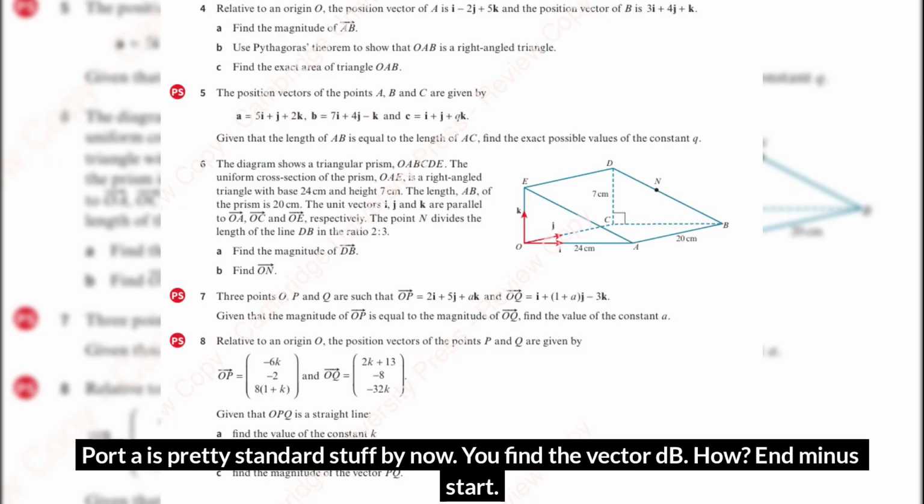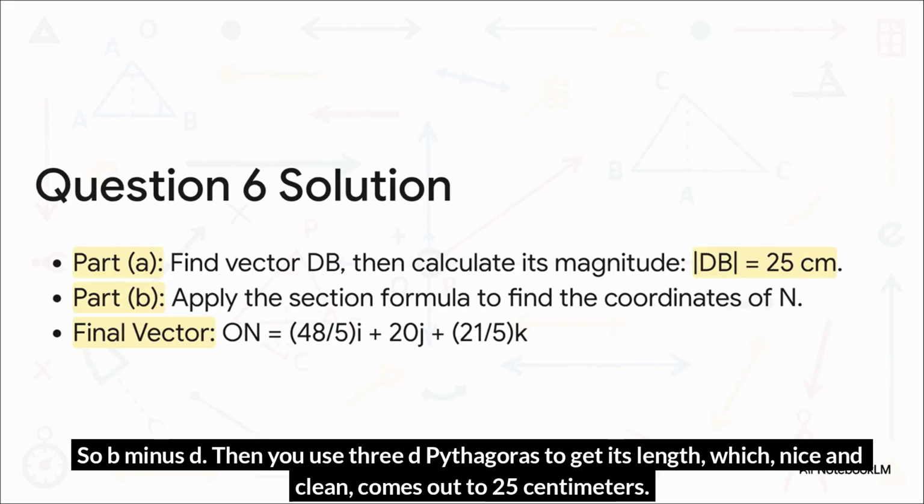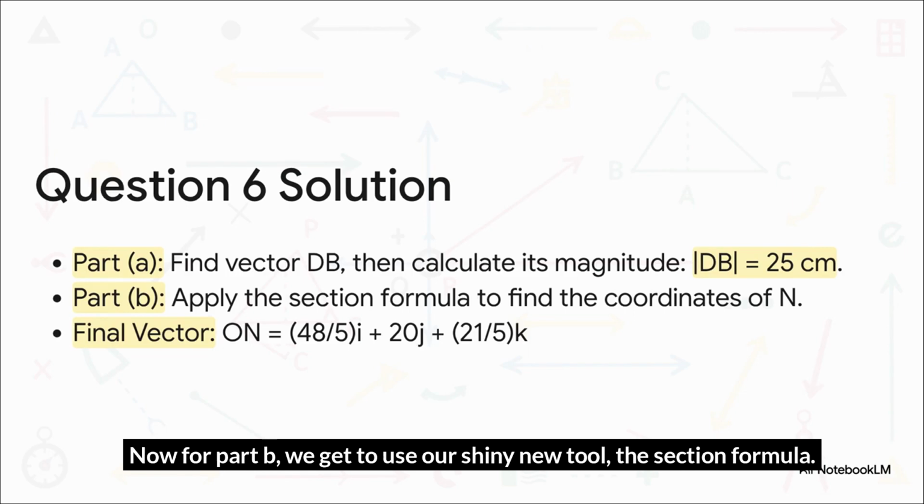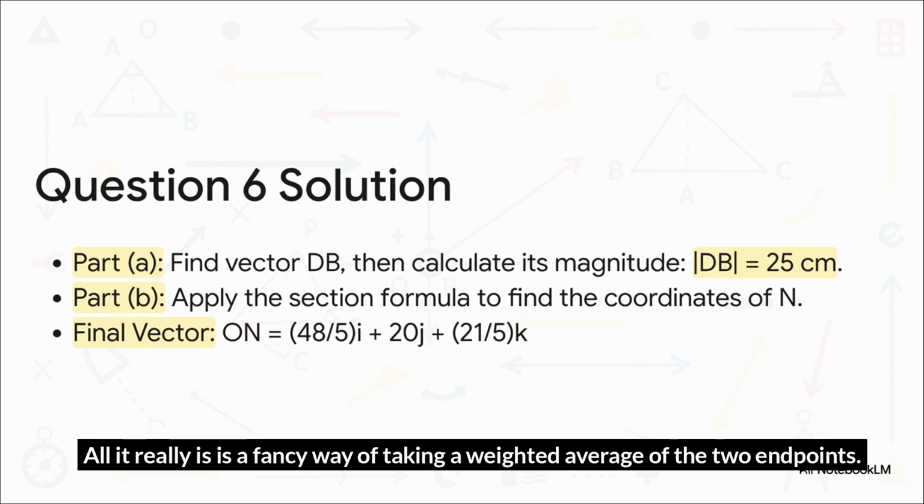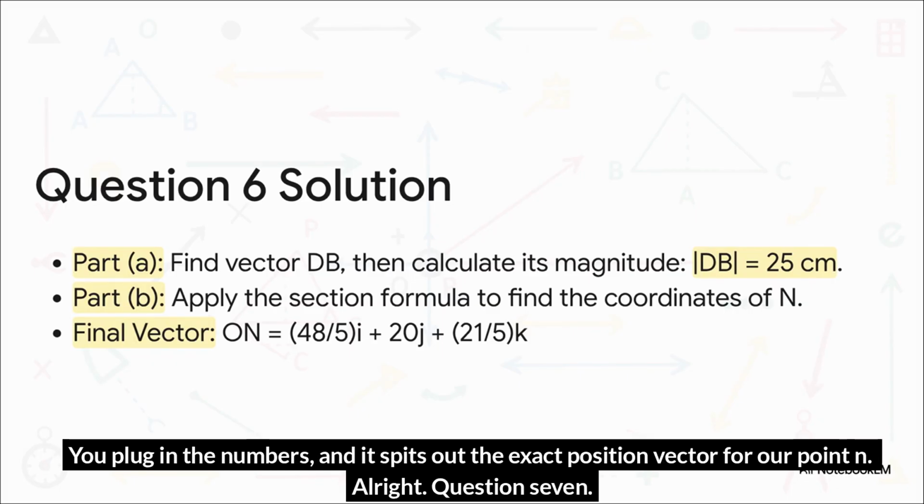You find the vector DB. How? End minus start, so B minus D. Then you use 3D Pythagoras to get its length, which, nice and clean, comes out to 25 centimeters. Now for part B, we get to use our shiny new tool, the section formula. All it really is, is a fancy way of taking a weighted average of the 2 endpoints. You plug in the numbers and it spits out the exact position vector for our point N.